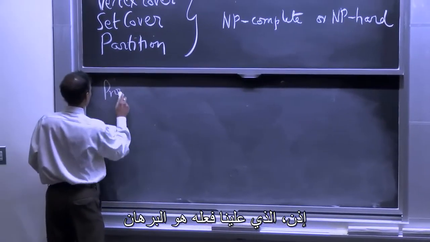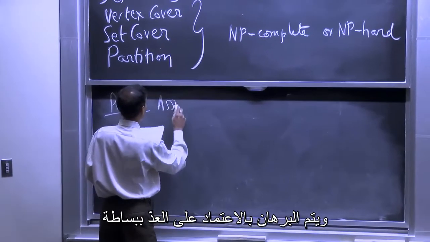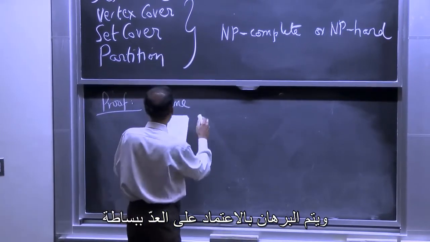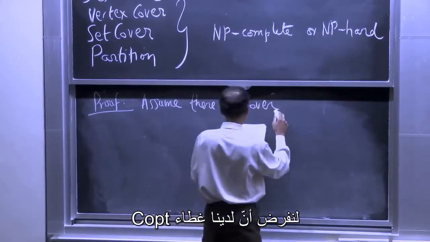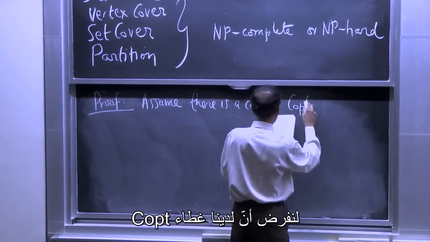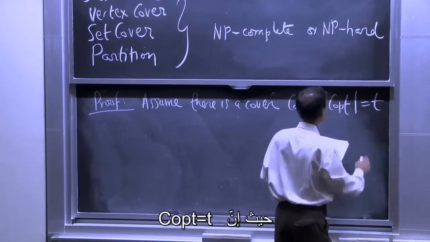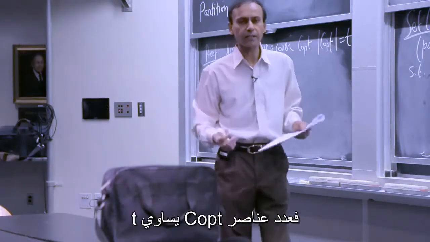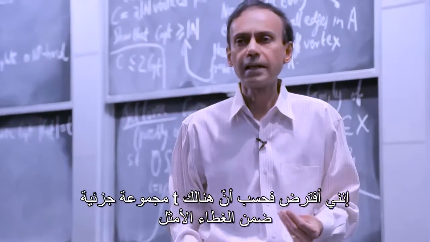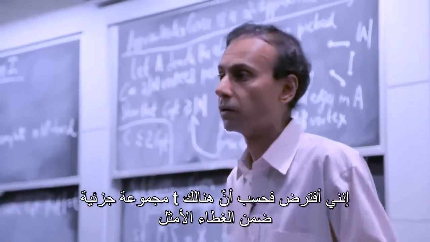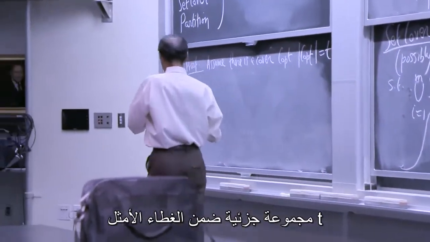So, but what we need to do, of course, is show a proof, and the way we're going to do this is by a fairly straightforward counting argument. Assume there's a cover C-opt such that the cardinality of C-opt equals T. So I'm just assuming that there's T subsets in my optimum cover. Okay? T subsets in my optimum cover.